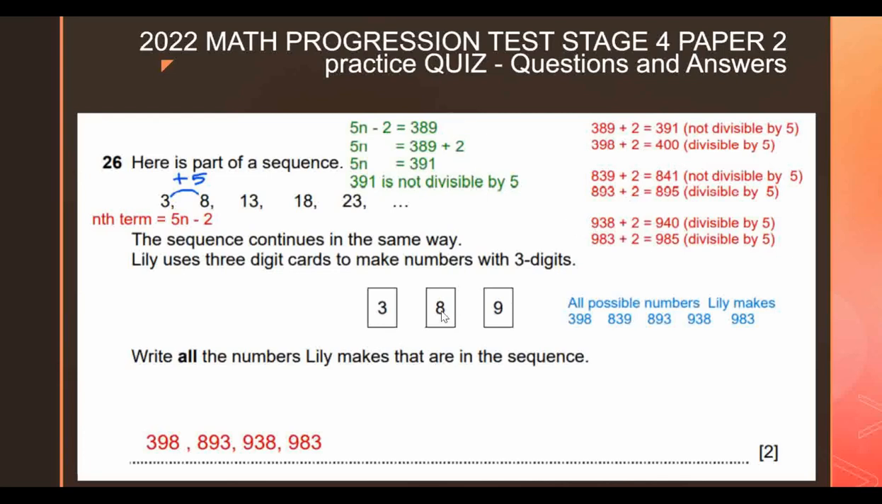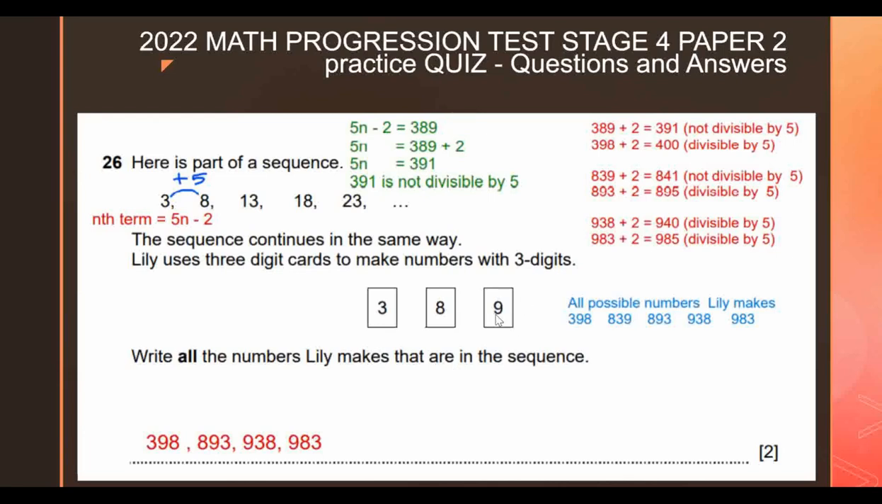Next possibility is 8 on the first digit, 839. Plus 2 is 841, and it is not divisible by 5. Now we combine into 893. Now 893 plus 2 is 895. The ending is 5, which means it is divisible by 5. So that will be our answer, 893.